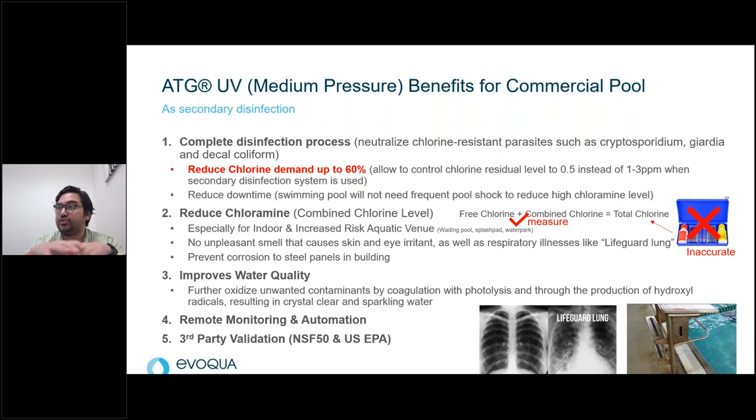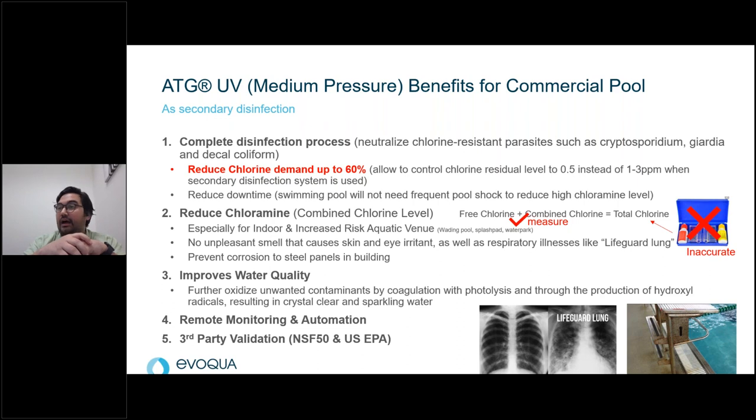It will also prevent corrosion to your swimming pool, to your stainless steel in your swimming pool facilities. And third, it can also improve your water quality. By using medium pressure UV, it can also oxidize by the principle of photolysis, and therefore it can coagulate contaminants as well, so the filter can filter them out later on.